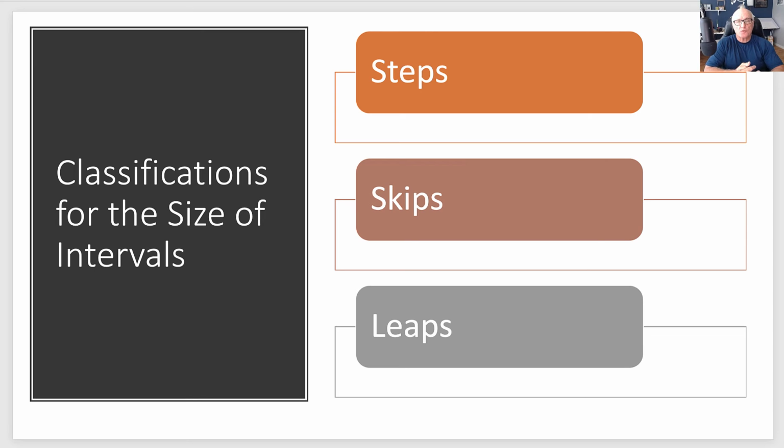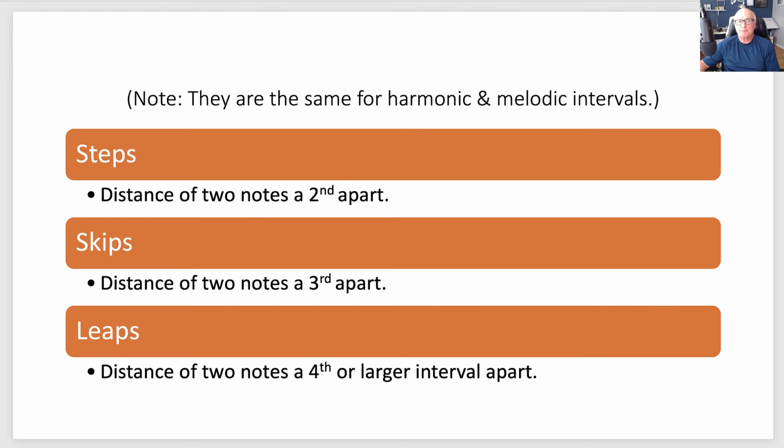And we have certain ways of talking about intervals for the size of them. We have steps, skips, and leaps, especially for melodic intervals. And I'll define each of these for you. So a step is a distance of two notes a second apart. In other words, right next to each other. A skip is a distance of two notes a third apart. That means there's one note in between them. So it skips that note and goes to the next one. So for instance, instead of C, D, E, it goes C to E. It skips the D.